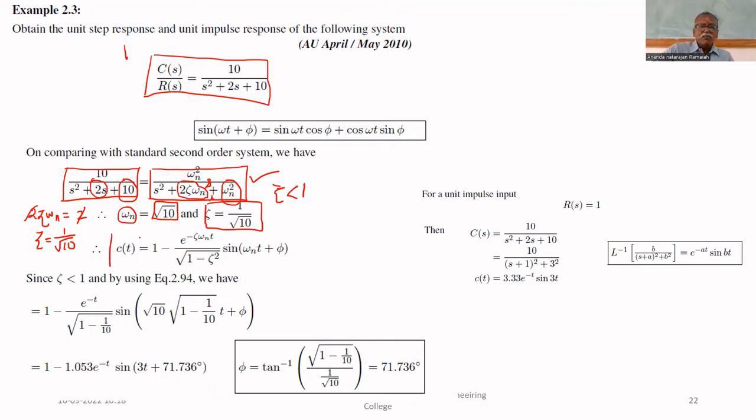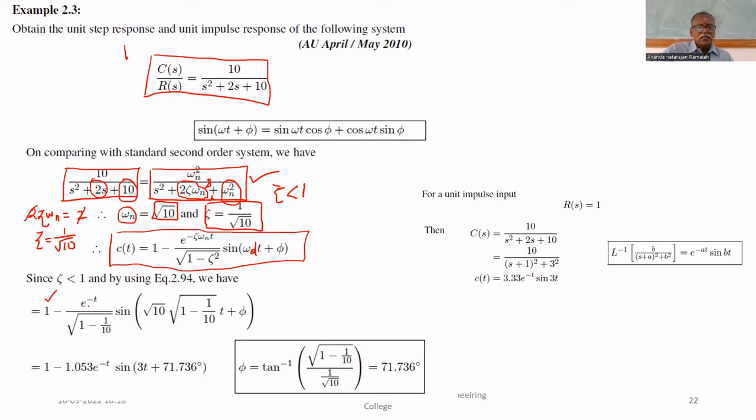What is the derived formula? C of t equal to 1 minus e power minus zeta omega n t upon square root of 1 minus zeta square sine of omega d t plus phi. This is the formula we derived for an underdamped system. This is also an underdamped system, zeta less than 1. Therefore, we can directly apply the formula.